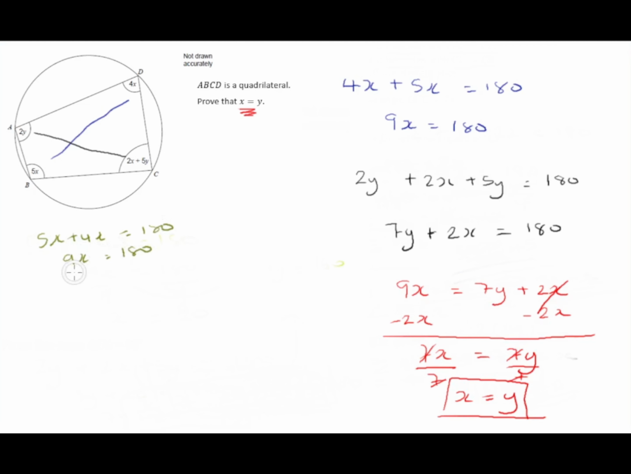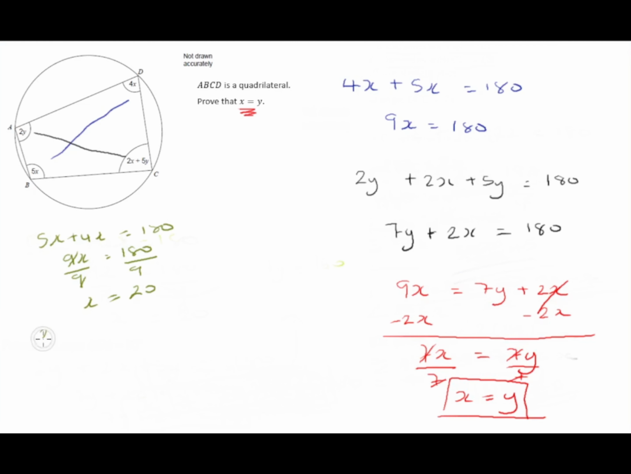We need to solve for x. To solve for x, we're going to divide both sides of the equation by 9. So x is equal to 20. So the value of x is 20. Now, if we look at this one, where the angles are opposite to each other, we're going to add them and equate it to 180 degrees.